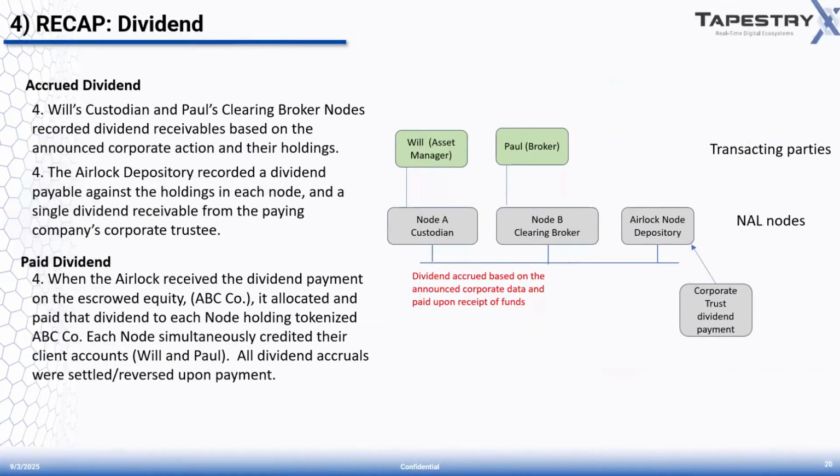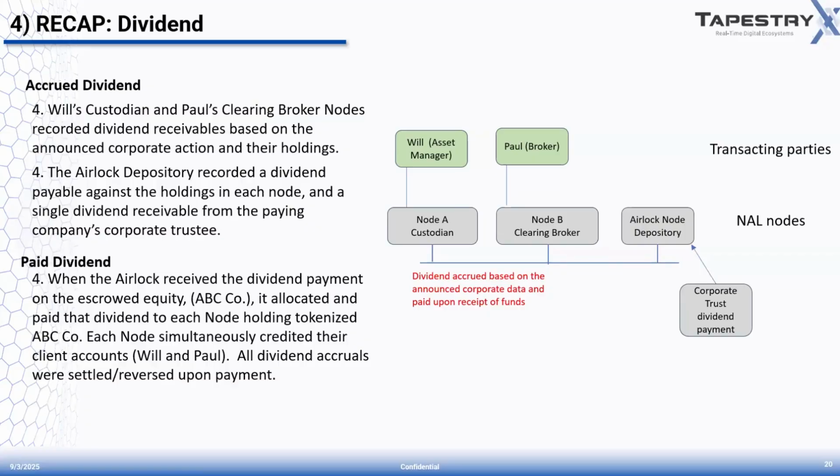So looking at a recap of what we've done here. On the accrued dividend, Will's custodian and Paul's clearing broker nodes recorded dividend receivables based on the announced corporate action in their holdings. The airlock depository recorded dividend payable against its holdings in each node simultaneously, and that means that therefore they were confirming the amounts to be paid, both in terms of the gross receipt to the airlock and the individual payments to the nodes.